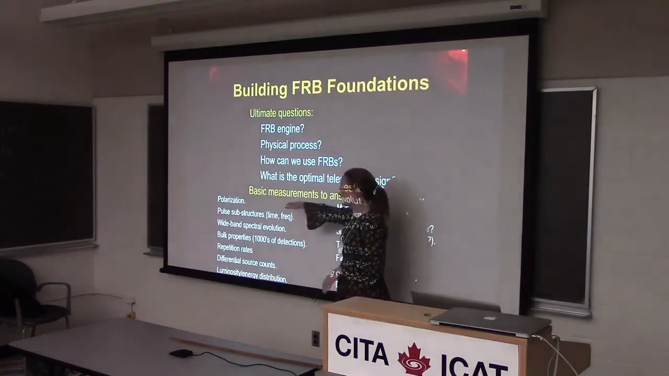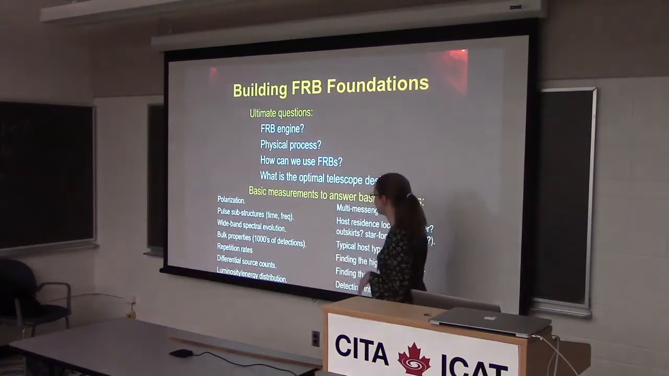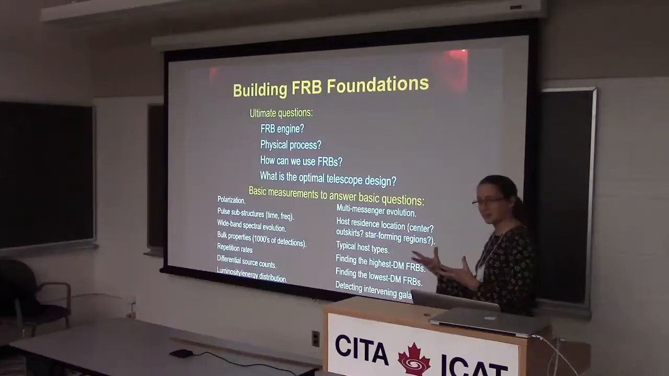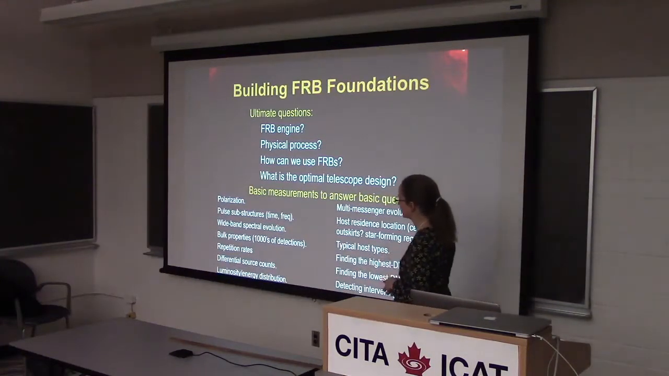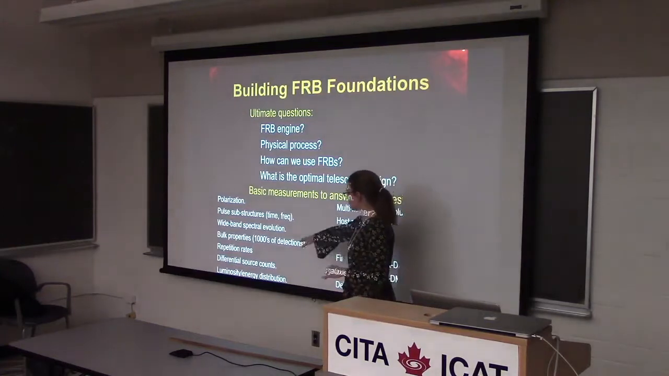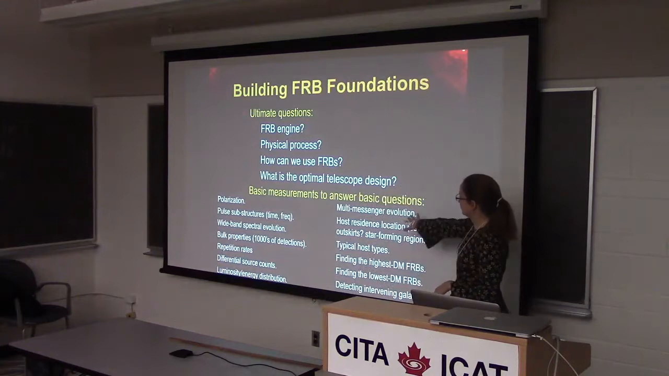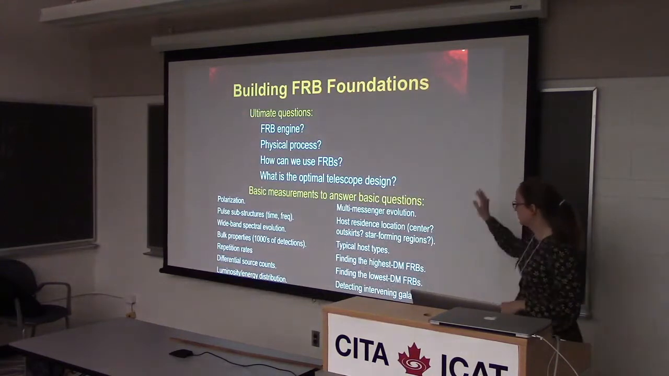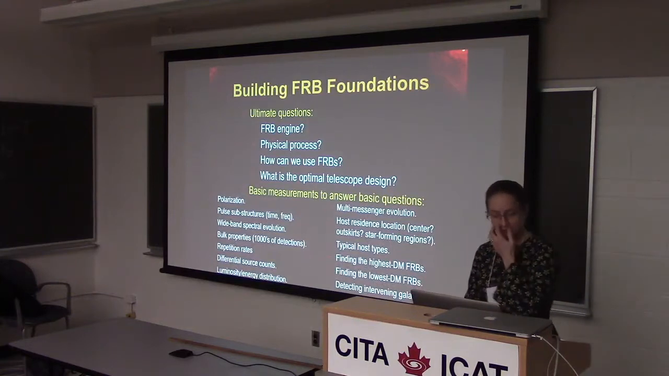So obviously polarization tells us a lot about the media. These pulse substructures that we've been seeing with the repeater seem to contain a ton of information about propagation or about the source and the generator itself. Everything from repetition rates to differential source counts, looking at their luminosity distributions, of course multi-messenger evolution of the source. Many, many different measurements will be done to reveal FRB progenitors.